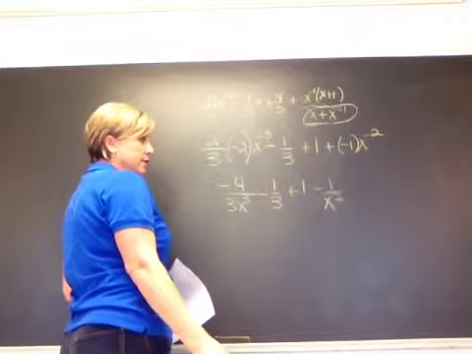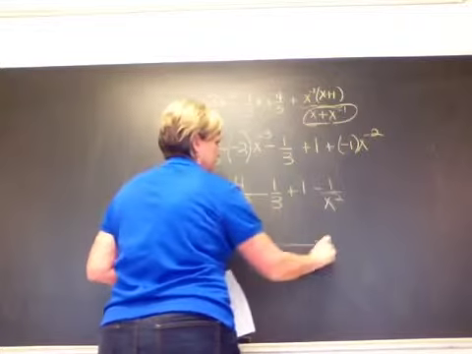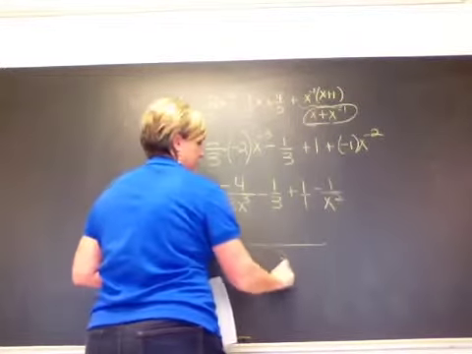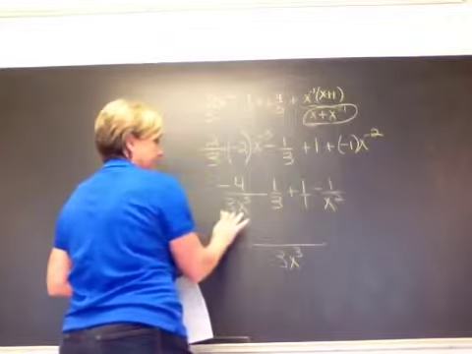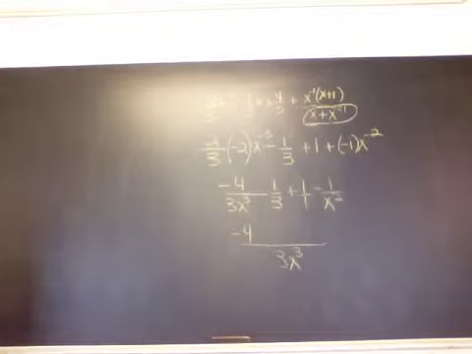Now, you could get a common denominator. You do not have to. But if you do, it would be 3x cubed would be your least common denominator. This one already has it. Hold on.